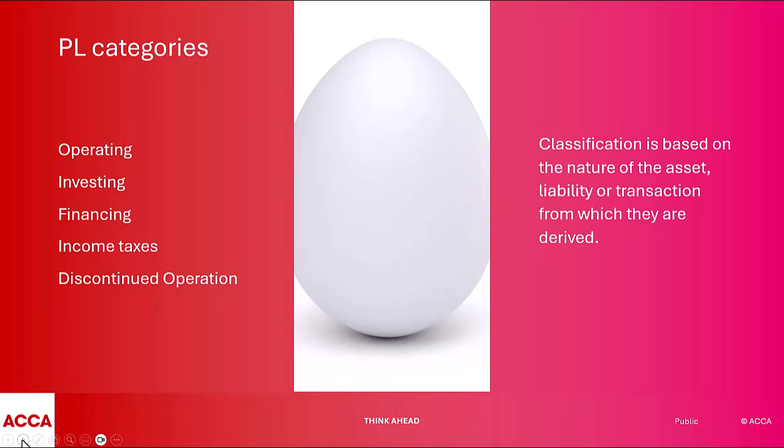So the classification of income and expenses depends on the nature of the asset or liability or transaction from which they're derived. And we're going to test your understanding of that in just a moment. But for the avoidance of any doubt, let me explain how we classify each of the 5. The bottom 2, I think, are self-explanatory. Discontinued operation, IFRS 5, you've got to know that. Tax is tax is tax, covered by IAS 12.